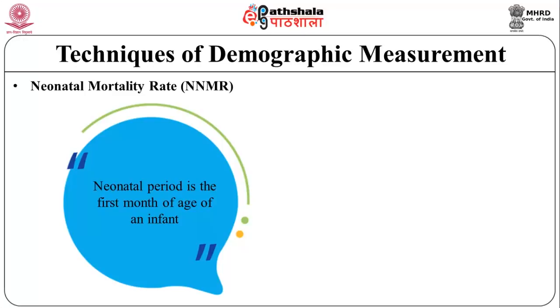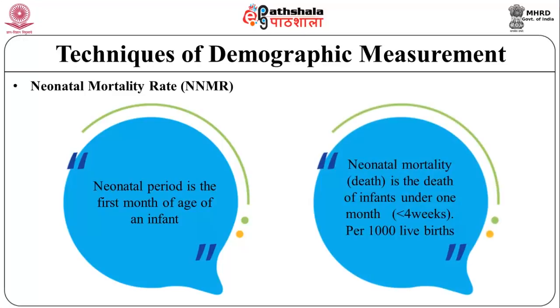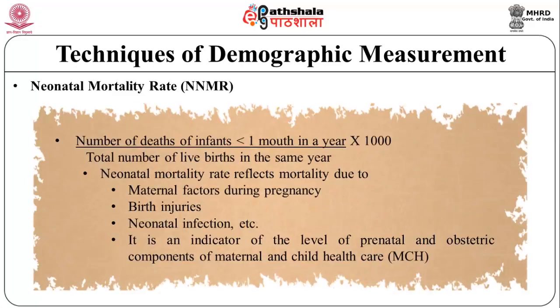Now next to be mentioned is neonatal mortality rate, NNMR. Neonatal period is the first month of age of an infant. Neonatal mortality is the death of infants under 1 month, less than 0 to 4 weeks per 1000 live births. Now, neonatal mortality rate is calculated as you can see on the screen. Mortality of neonates reflects mortality due to maternal factors during pregnancy, birth injuries, neonatal infections, etc. It is an indicator of the level of prenatal and obstetric component of maternal and child health care.